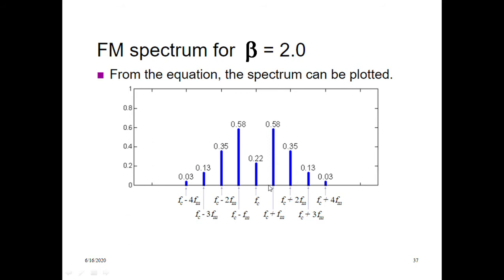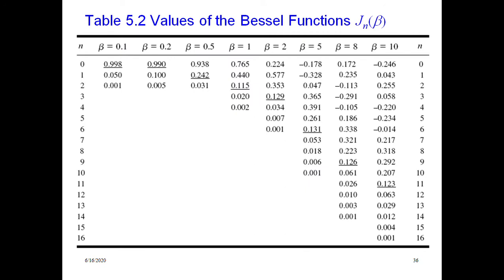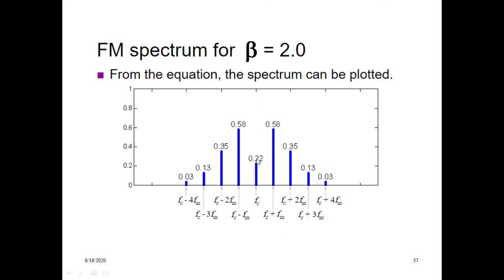So beta equal to 2, the first one is 0.224, the carrier. Then the next one is 0.57, which is this one. They just put 2 decimals for 0.57, left and right, plus and minus. So the first one is FC, the second one is FC plus FM to the right, and to the left, FC minus FM.